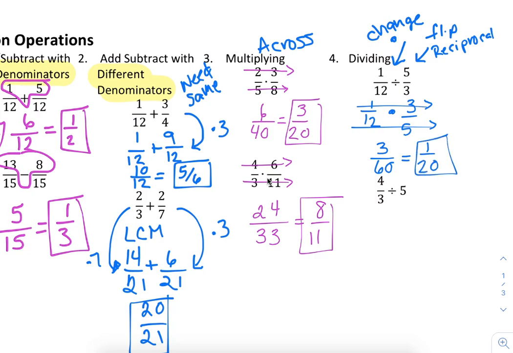Now, on the last problem, I went ahead and divided by a whole number. Remember that a whole number is always over 1. So if I'm going to keep the first term, change the sign, and then use my reciprocal, it's going to be 1 over 5. Going to multiply straight across. 4 times 1 is 4. 3 times 5 is 15. Those numbers do not simplify, so that is your final answer.